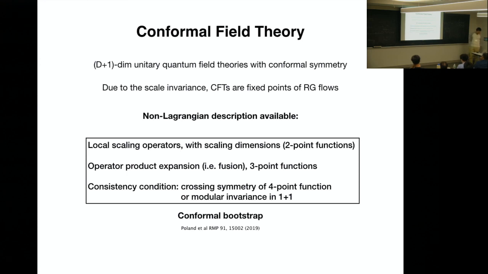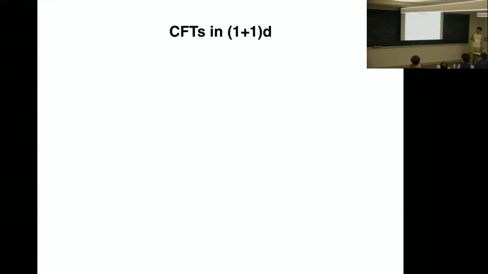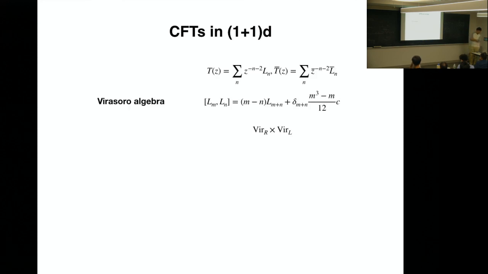So we have a non-Lagrangian description for conformal field theory in terms of primary fields, operator product expansion, and some consistency conditions like crossing symmetry in general, or modular invariance in 1 plus 1. So I'm going to focus on 1 plus 1, and as you all know, in 1 plus 1, the conformal symmetry is enhanced significantly from just a conformal group to actually the infinite dimensional Virasoro algebra.